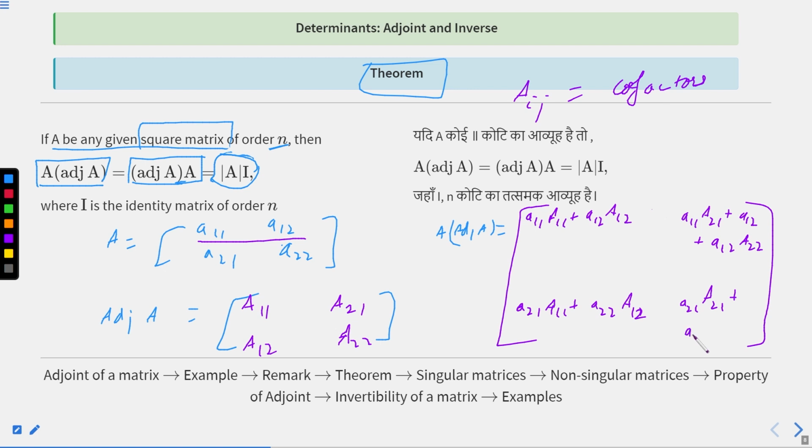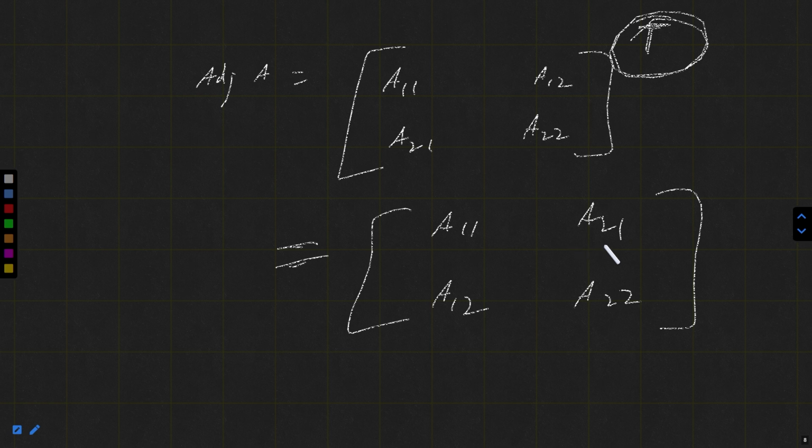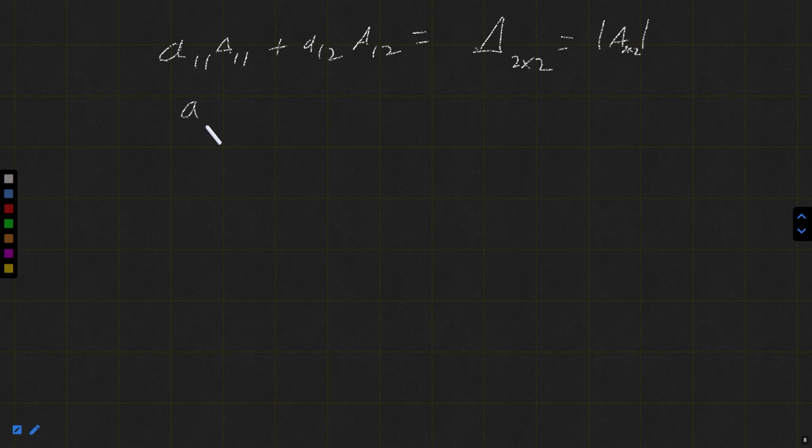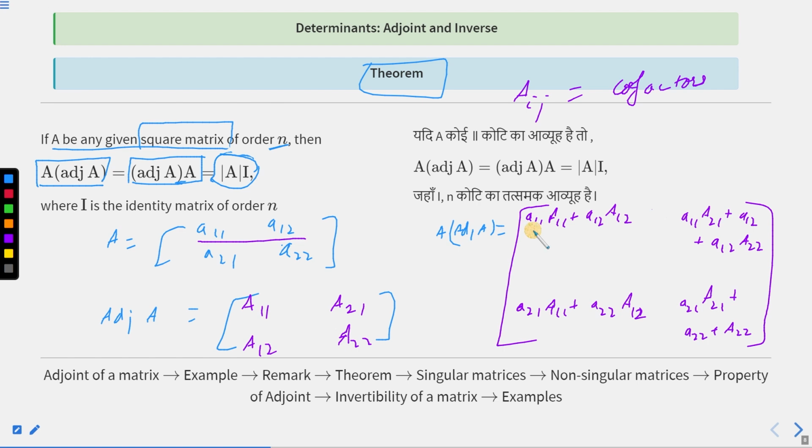Now a21 A21 plus a22 A22. Now one thing, if you remember, a11 multiplied with A11 plus a12 multiplied with A12 will give you the determinant of the 2 cross 2 matrix. Yes, so this will be the determinant of this 2 cross 2 matrix. The same thing will happen if you multiply a21 A21 plus a22 A22. Yes, you will get the same determinant. So I can rewrite this: we already know this will be the determinant of it, and this will also be the determinant of it.